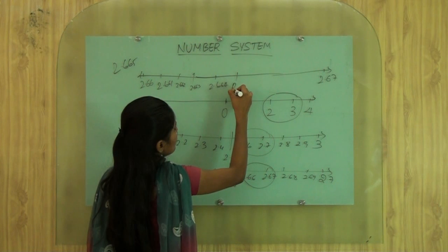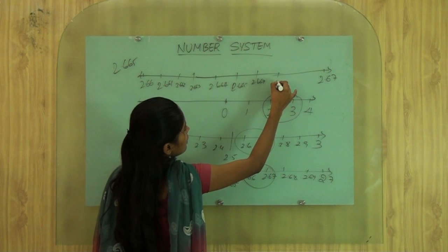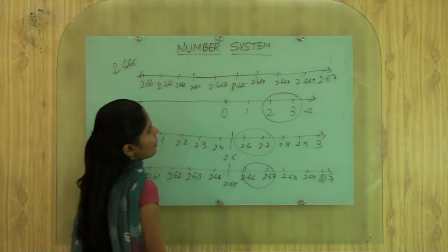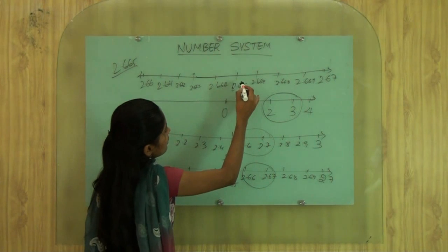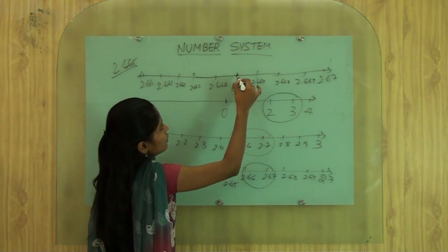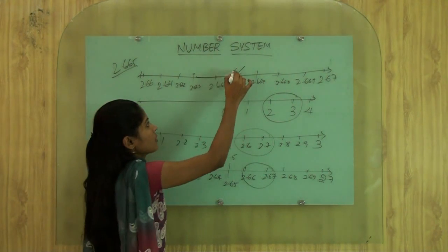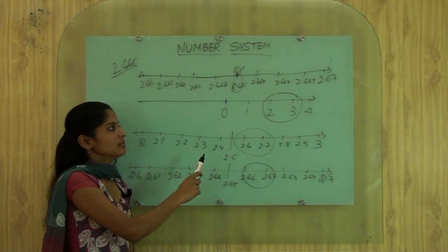2.664, 2.665, 2.667, 2.668, 2.669. So here we want 2.665. Here we got the value 2.665. We have located the real number on a number line.